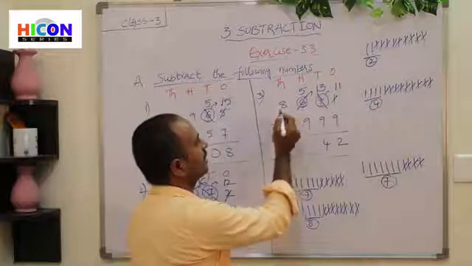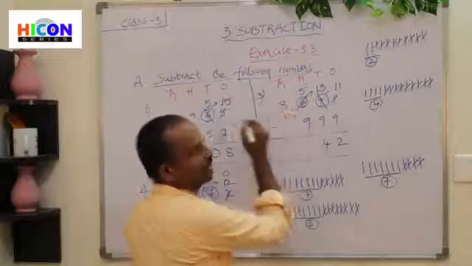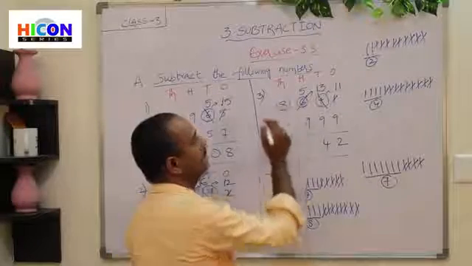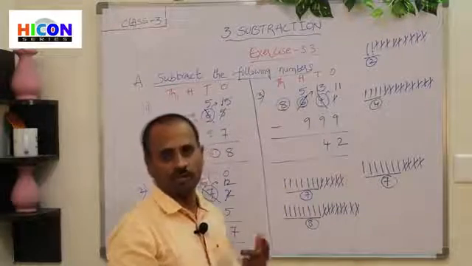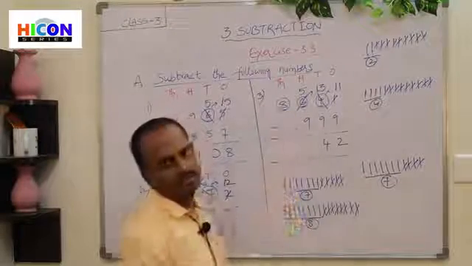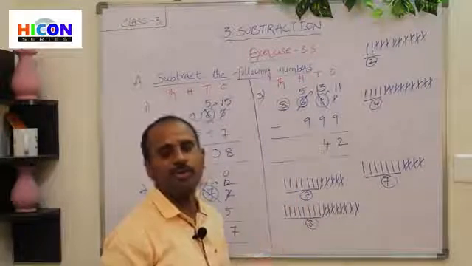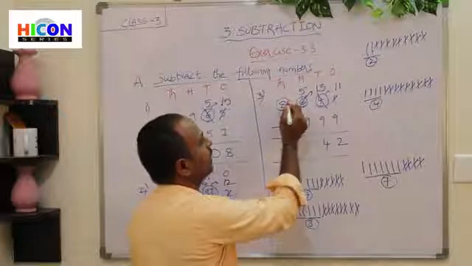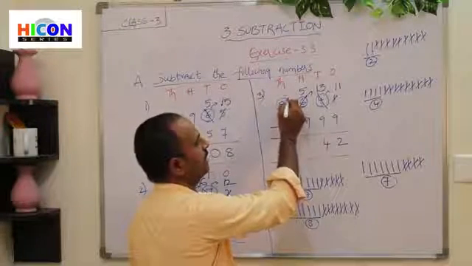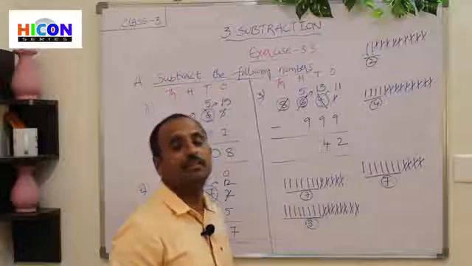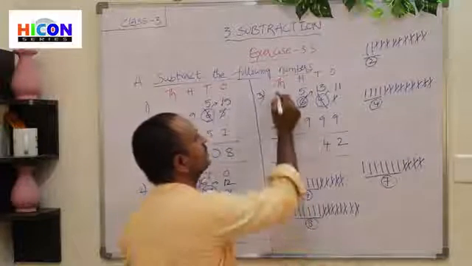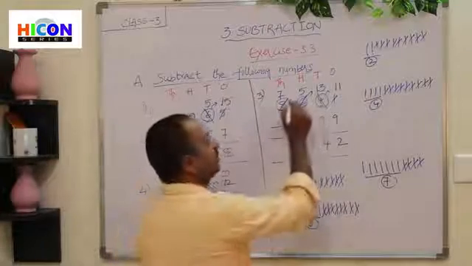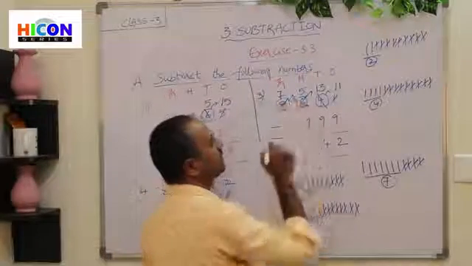What is the digit present here? 8. That means how many thousands are there? 8 thousands are there. So we have to borrow 1000 from these 8 thousands. If you borrow 1000 from these 8 thousands, then how many thousands will be there? There will be 7 thousands. So write 7. And carry that 1000 to the hundreds place.